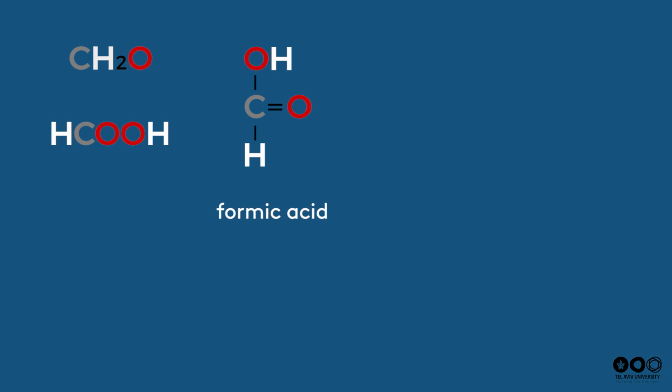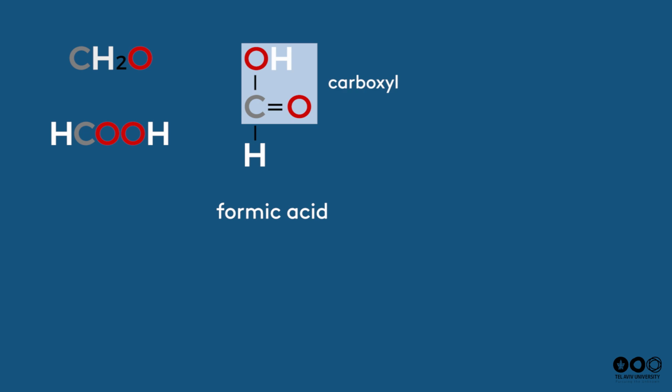Hi. Once again, let's add carbon to water, to H2O. But this time, we'll add a second oxygen as well, which forms a double bond. The new molecule is HCOOH, which is the smallest organic acid, called formic acid. The H is bound to the COOH group, called carboxyl.